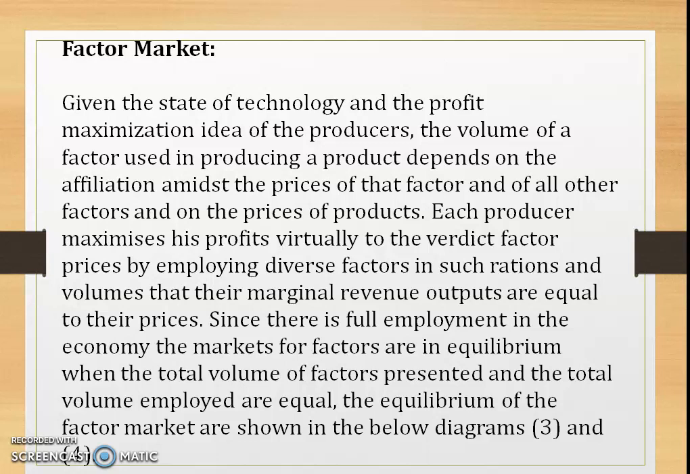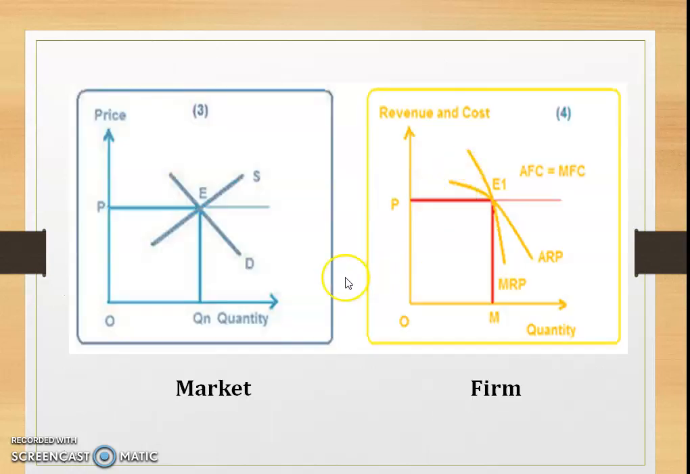Since there is full employment in the economy, the markets for factors are in equilibrium when the total volume of factors presented and the total volume employed are equal. The equilibrium of the factor market is shown in diagrams 3 and 4. Look at here, this is a market which shows the supply and demand intersection. That is nothing but the equilibrium. Similarly, this is a firm, under perfect competition, the AR is equal to MR, which is parallel to the x-axis, right? And the intersection point is where AFC is equal to MFC.